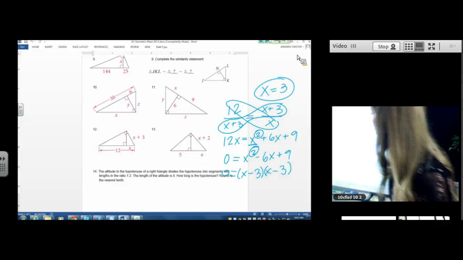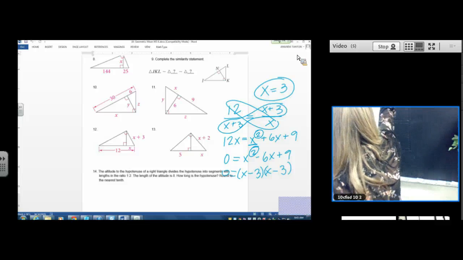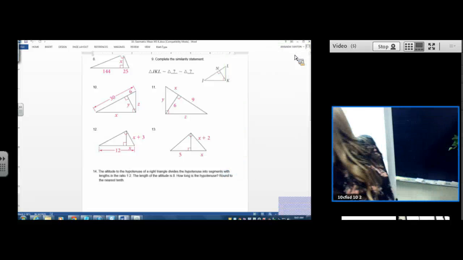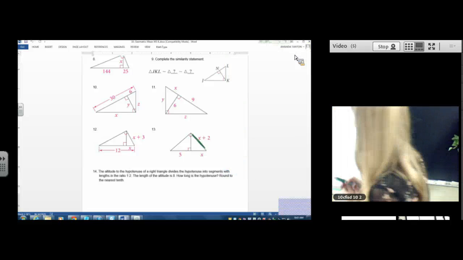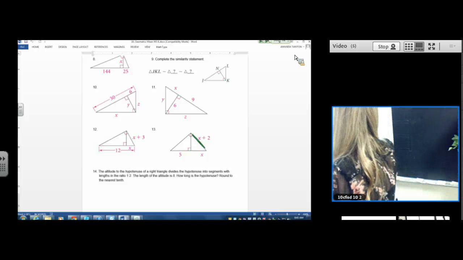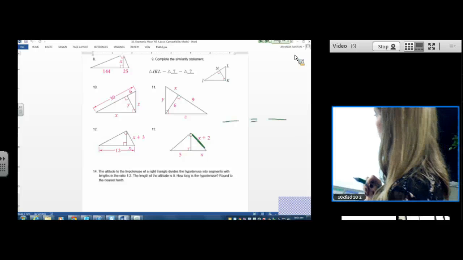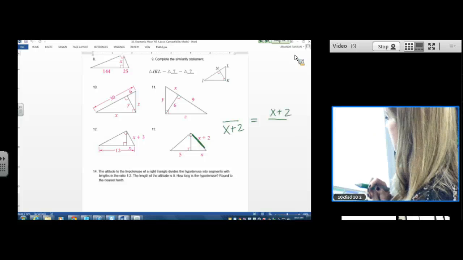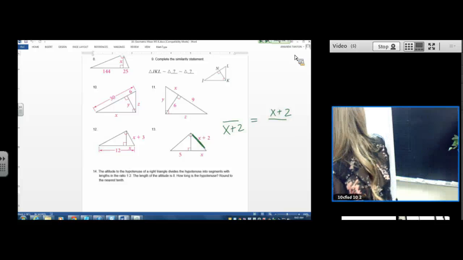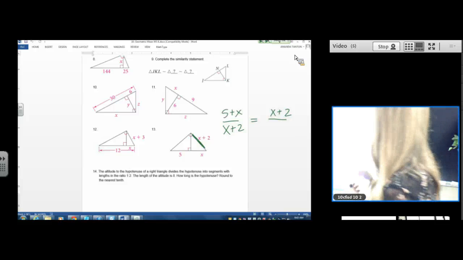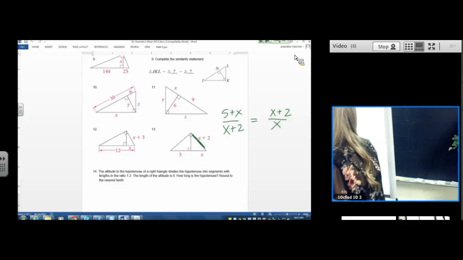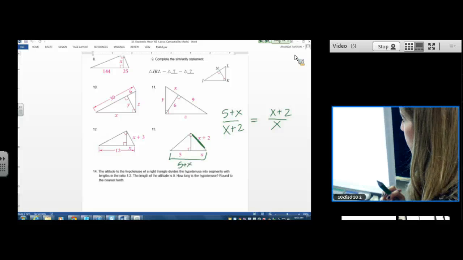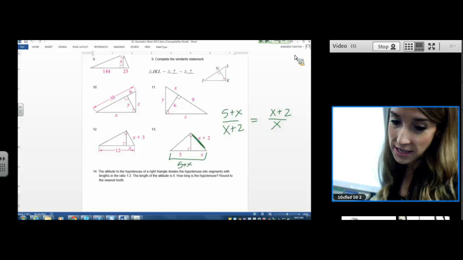Okay. And you really need me to do 13. I'll do it super quick because we're never going to get to the cool thing I had planned for today. Okay, this is a leg. So we're going to use the proportion that calls for a leg. The leg is the geometric mean between the hypotenuse and the adjacent segment. Be careful, the hypotenuse is not 5x, it's 5 plus x. So be careful there.